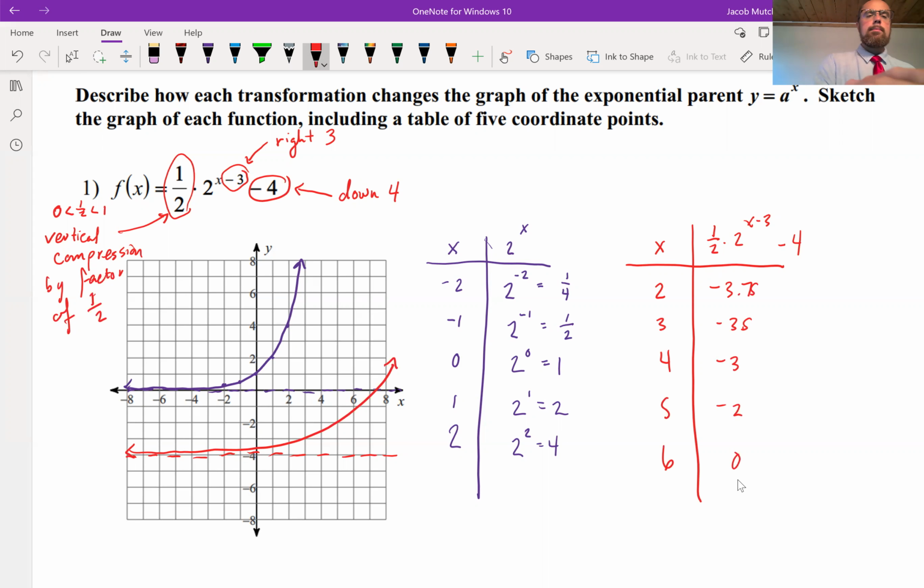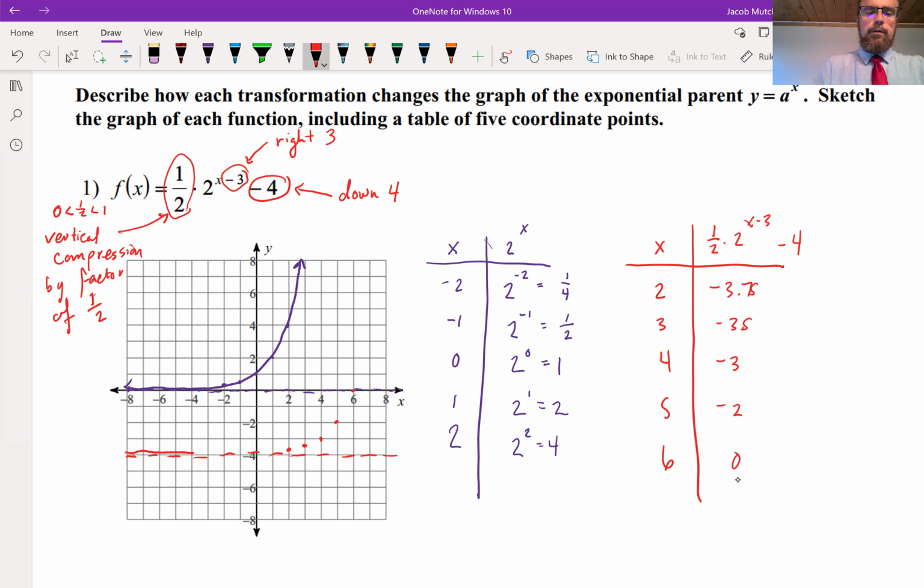Let's sketch it. So I'm going to get rid of my prediction. I will leave that horizontal asymptote because that looks accurate at negative 4. So at 2, I'm at negative 3.75. At 3, I'm at negative 3.5. At 4, I'm at negative 3. So you can see that compression. It's not growing as quickly as the parent function. 5 is negative 2, and then 6 is 0.